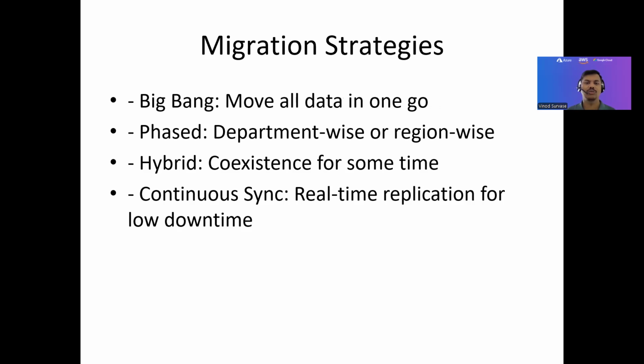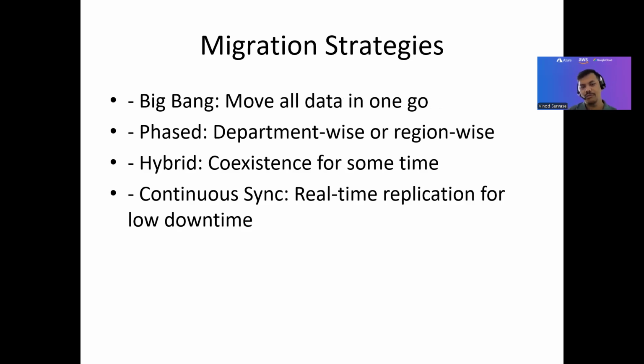So Big Bang is going to move all the data in one go. We are not stopping or blocking anything, right? So we would be starting and ending the migration either on weekends or something like that. And on the phased, it's going to be department-wise or region-wise or something like that. So we would be starting from a specific department and only migrate their data first, and then we can start with the other departments and do the migration for them.